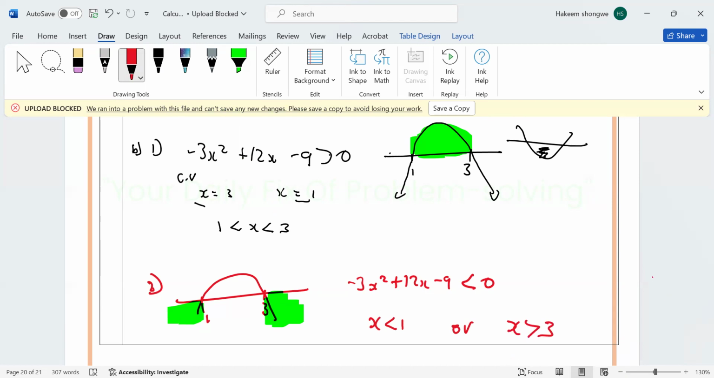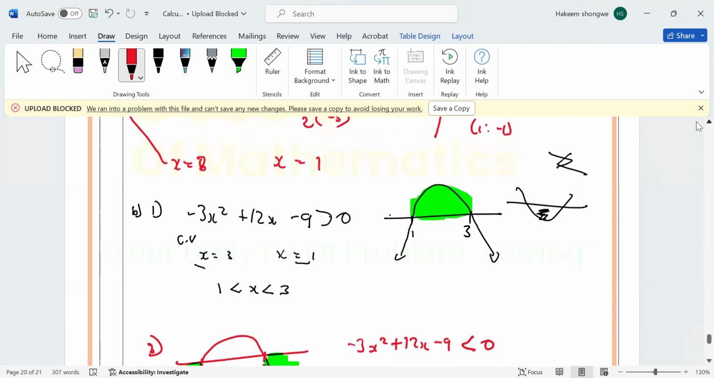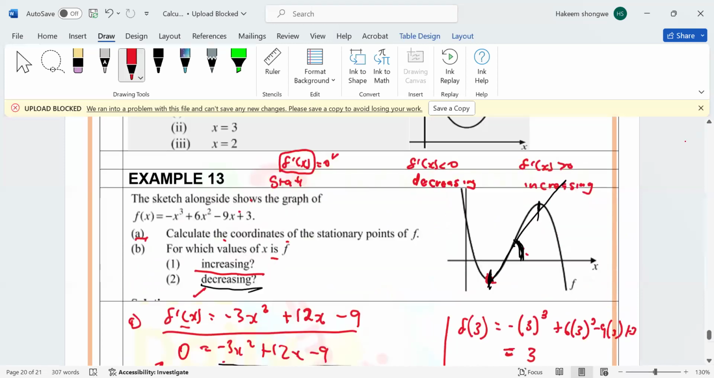Wow. So we are going to do activity number 13 and activity number 12.